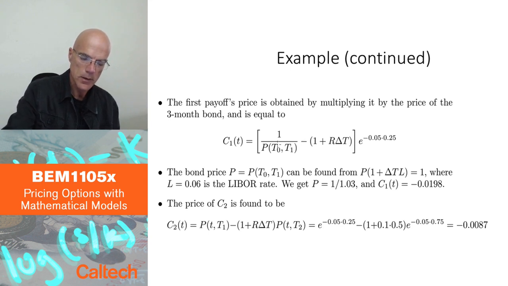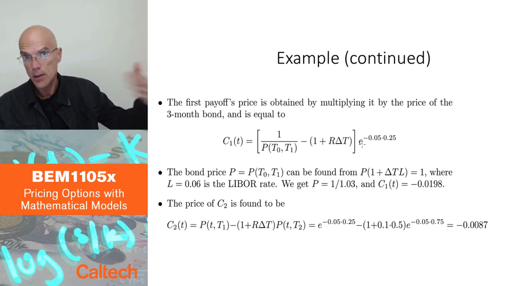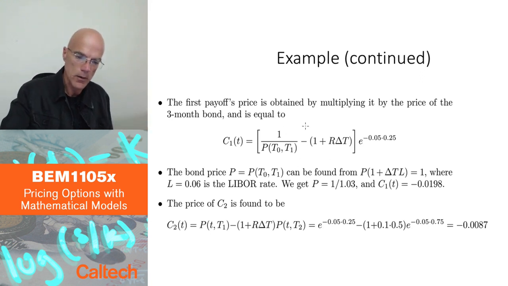It's a constant term that I have to price, which will be paid 3 months from now. So I know how to price it. This many dollars, if it's paid in 3 months, $1 is going to be the price of the 3-month bond. And this many dollars, 1 over P T0 T1 minus 1 plus R delta T, is going to be that times the price of the 3-month bond.